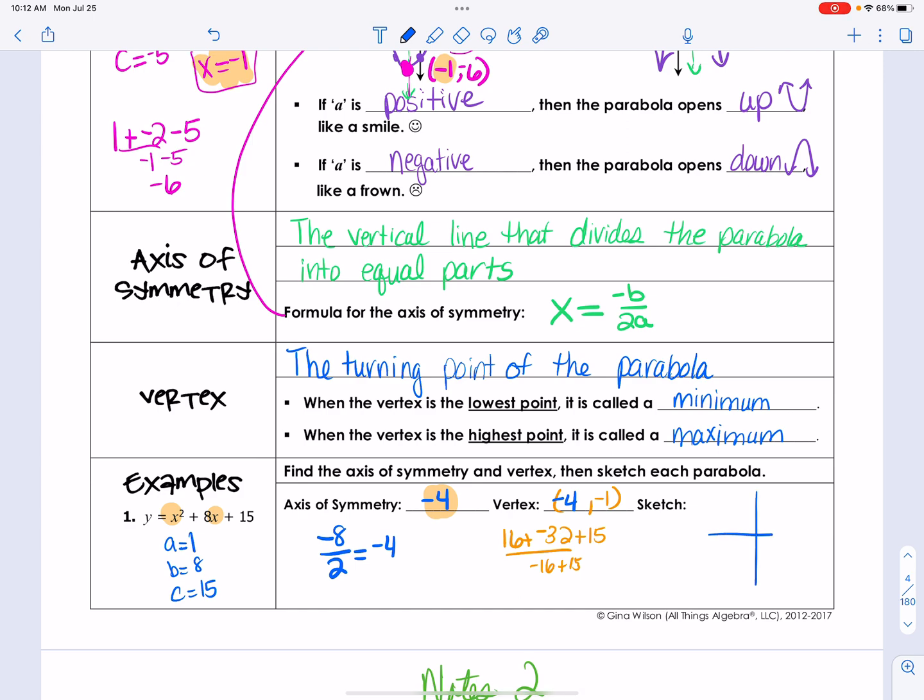So then when I sketch the graph, I'm going to go back 4, 1, 2, 3, 4, down 1. And I know that it opens up because it's positive. I don't need you to find me. I just need you to sketch it. This says sketch. So that doesn't mean that you're going to get out graph paper right now. You just want to be able to get the right shape of it.